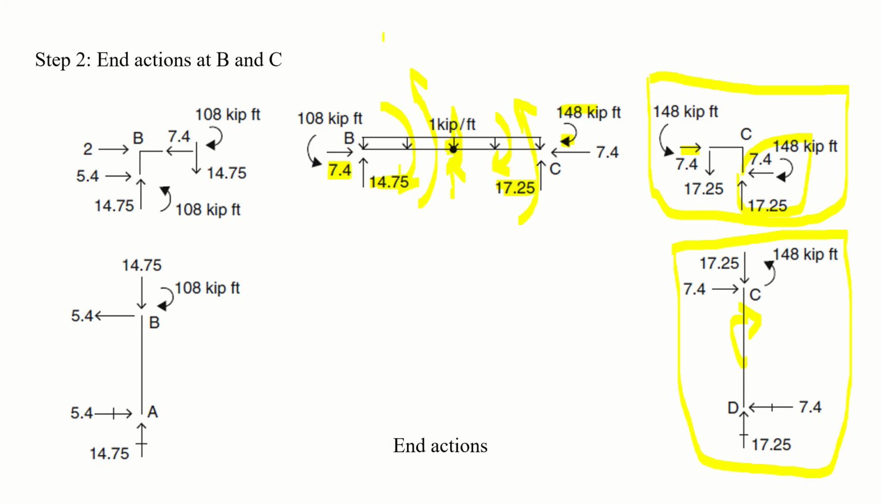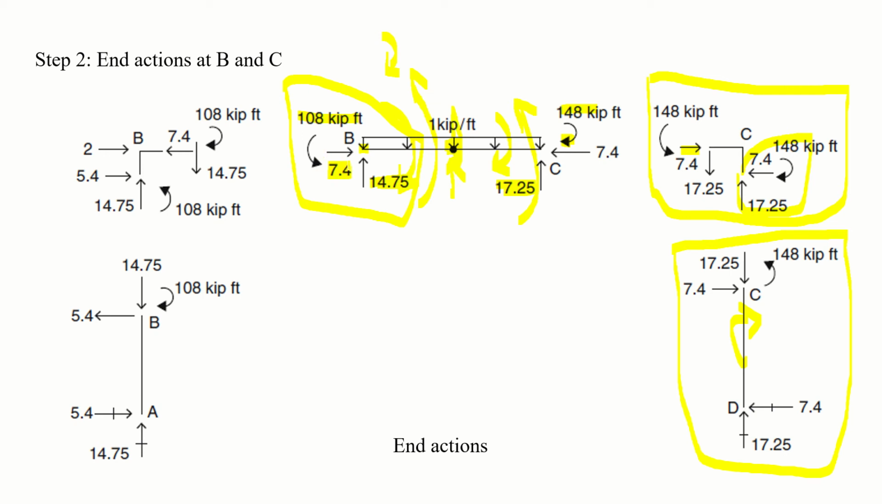A total of 108 is acting in the clockwise direction, and to balance this, 108 kip-feet bending moment should be acting in the anti-clockwise direction at this joint B, or the point B. Now these are the values at point B: 14.75 upward, 7.4 rightward, and 108 kip-feet counterclockwise.